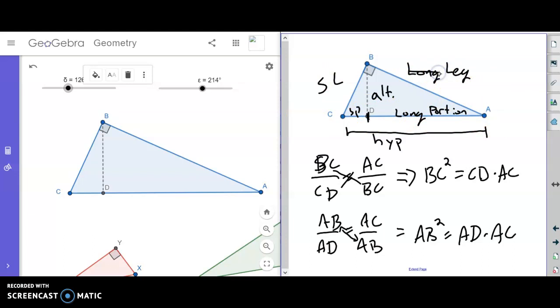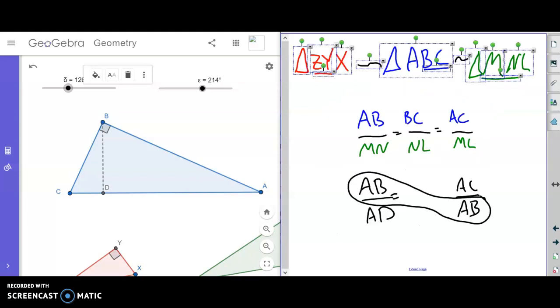So I even really don't need long and short. I just need to know that whatever leg I'm squaring, it's going to be multiplied by the portion right next to that. We can keep going, and let's look at this last one. This last one has the two triangles together.